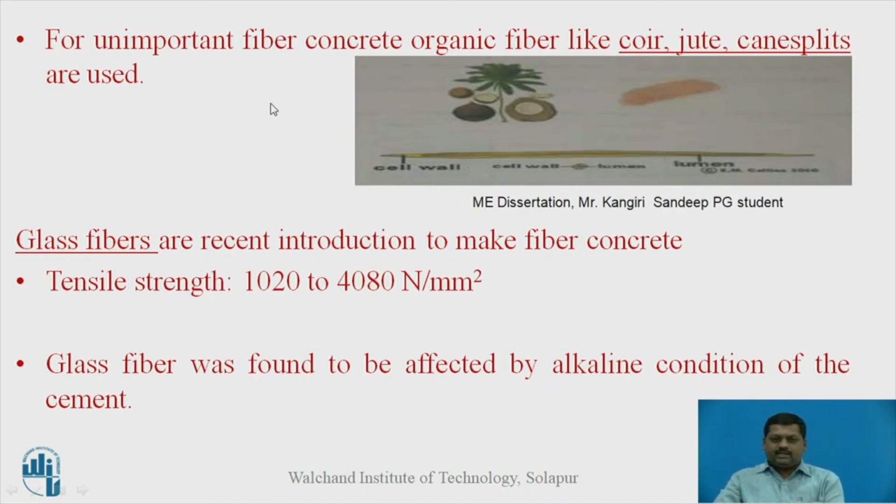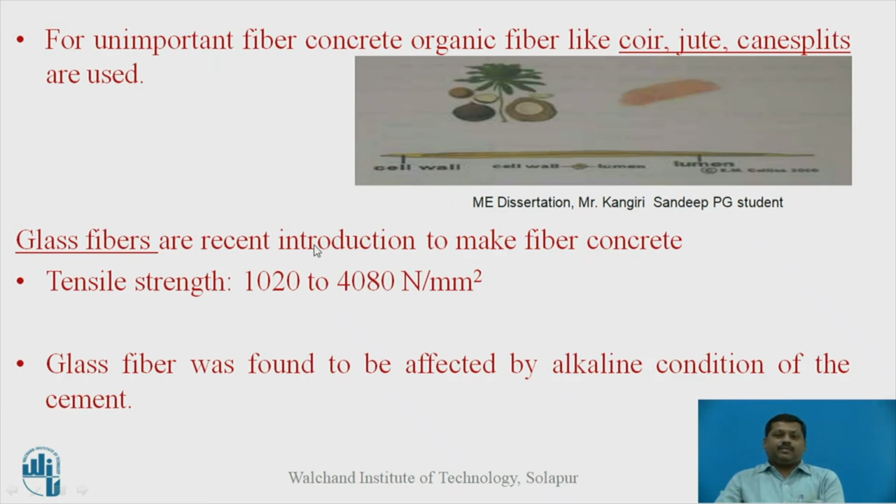Now next is coir fiber, jute fiber. So this is a coconut tree. You can observe these fibers here, and one is the cross section, longitudinal cross section of this fiber. So coir fiber is in this form, which is a natural fiber that can be used in the concrete where that much tensile strength is not expected. A little bit improvement is expected by using the coir fiber.